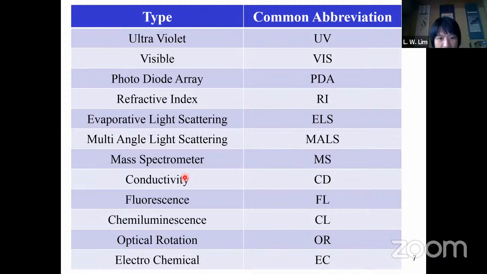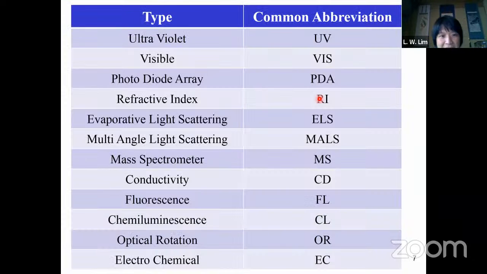For conductivity, we usually say CD. When you say CD detector, CD sometimes stands for cyclodextrin also, but when you say detector, CD stands for conductivity. Then fluorescence is FL, chemiluminescence is CL, optical rotation is the OR detector, and the EC detector. So, okay.